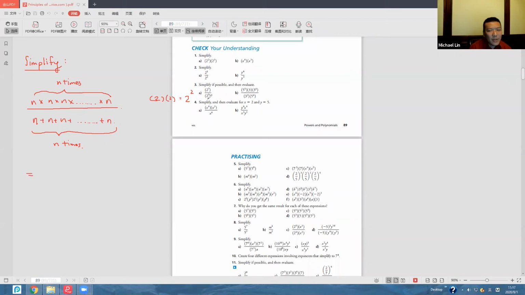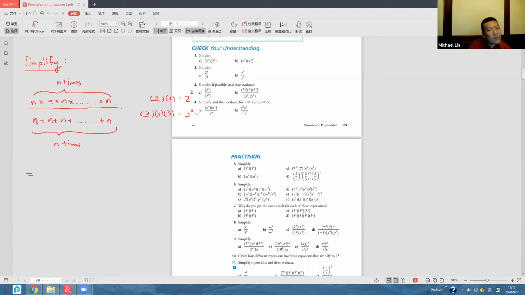Can anybody tell me? I'm opening up the floor to everybody now. Who can tell me what the numerator would be simplified to? And again, if I wrote this as 3 times 3 times 3, you guys would immediately tell me this is 3 to the power of 3.